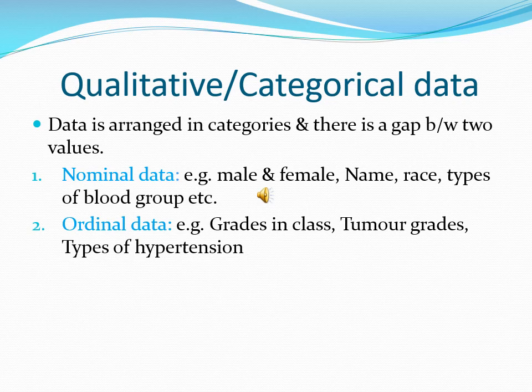While in ordinal data, as the name suggests, when the categorical data is arranged in ascending or descending order on the basis of their quality, the data is known as ordinal data. For example, grades in class such as A, B, C, and tumors, grade 1, 2, 3, different types of hypertension and severity of pain.